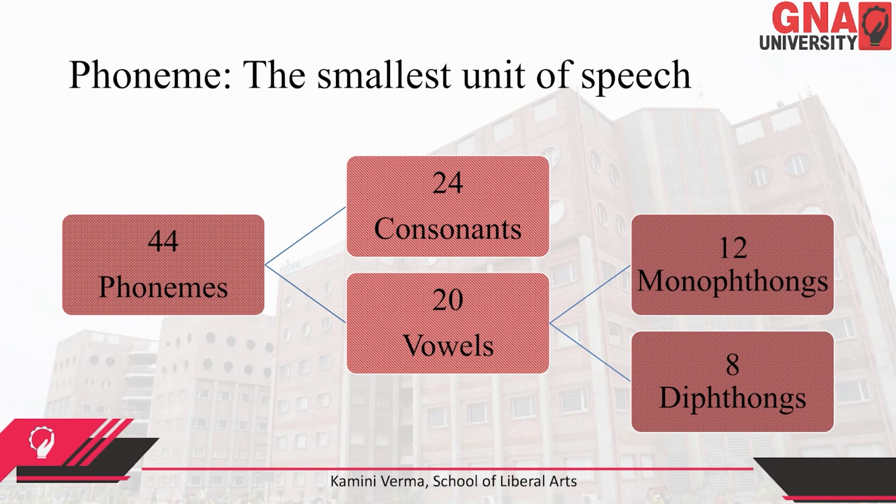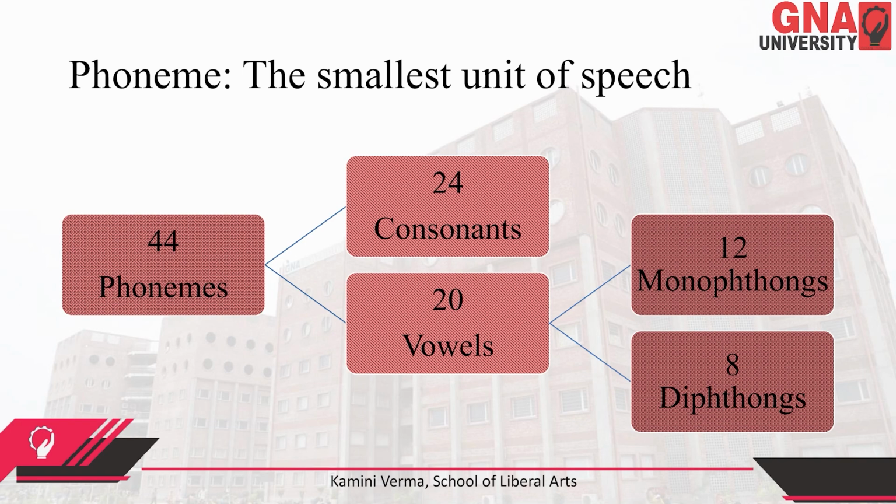We need to understand that when it is time for speaking, the sounds are different. That's why their number is also different. So there are 24 consonantal sounds and 20 vowel sounds. Moving ahead, those 20 vowels are further divided into two categories: 12 monophthongs and 8 diphthongs.